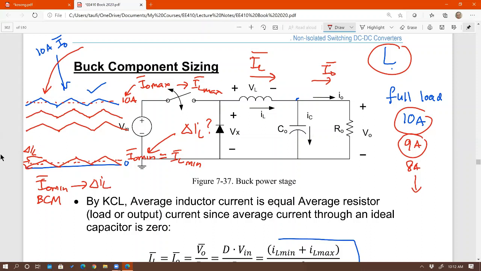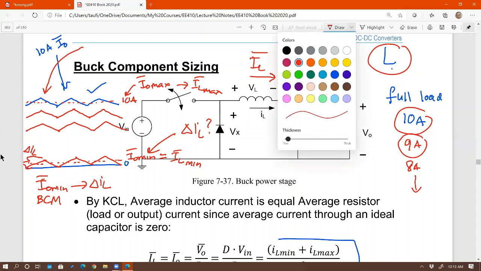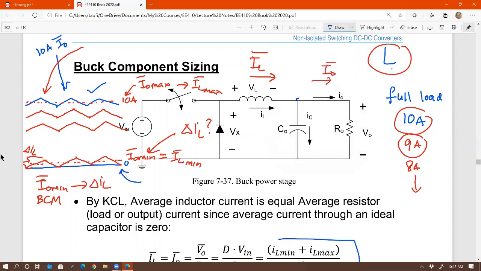So if I tell you the converter is going to maintain continuous conduction mode down to 1 amp, let's say, below which it is going to be DCM, right? If I keep reducing I out beyond this point, what's going to happen with IL? It's going to be discontinuous, isn't it? Like this? You all agree with that, right?